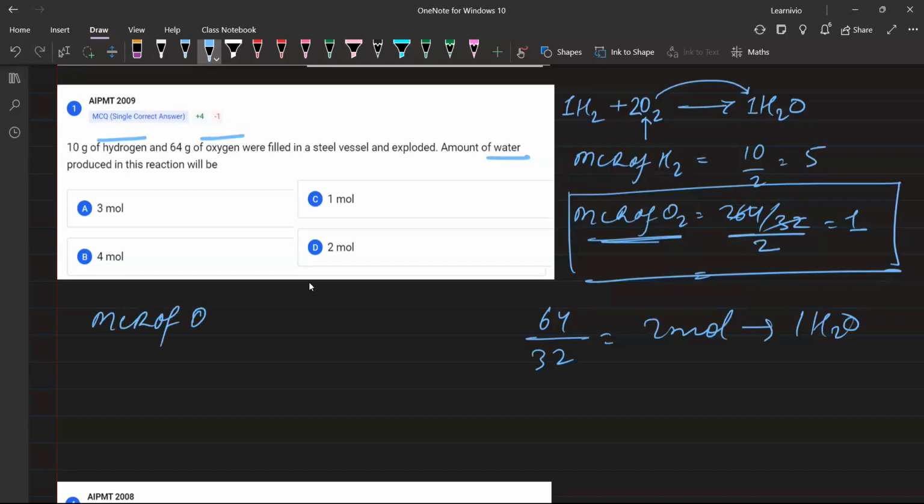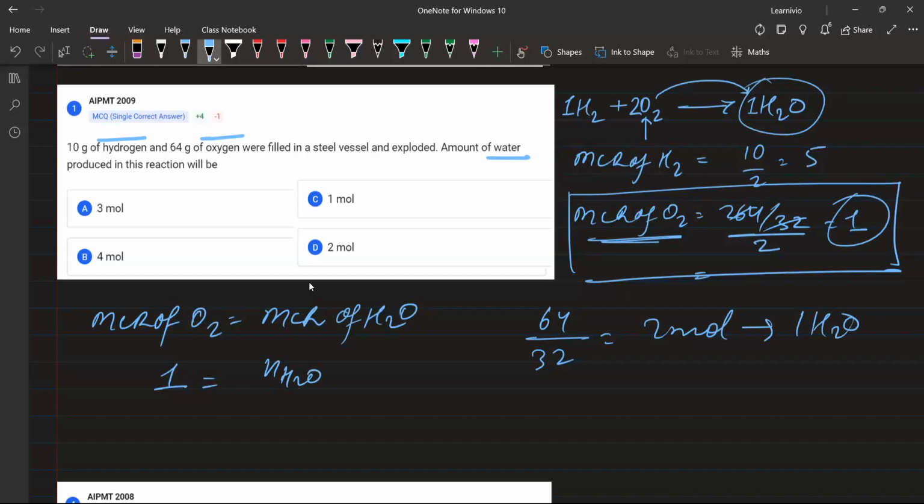MCR of O2 is equal to MCR of H2O. MCR of O2 we have got as 1. MCR of H2O will be equal to the number of moles of H2O divided by the stoichiometric coefficient, that is equal to 1. The number of moles of H2O, how much did you get? 1. That's it. So 1 mole will be the correct option. Whichever way you do it, you will get 1 mole as the answer. It won't be 4. It will be 1 mole. See where you made the mistake.